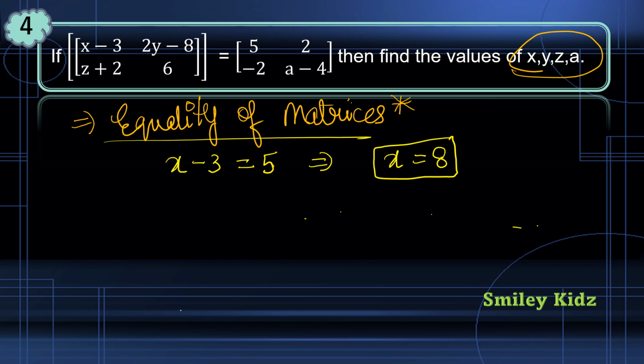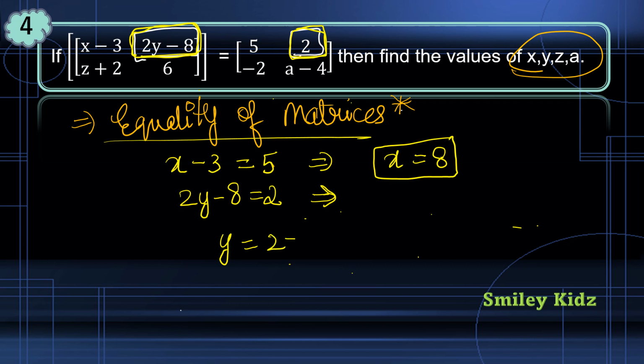Secondly, now we have 2y minus 8, which must be equal to 2. Why are they equal? Because they satisfy the equality of matrices, which is already available to us in the question. The equality sign says it all, right? So 2y minus 8 equals 2. Here the value of y is going to be (2 plus 8) by 2, which is 10 by 2, that is 5. So here we get the value of y as 5.